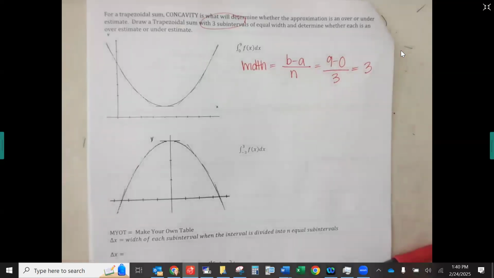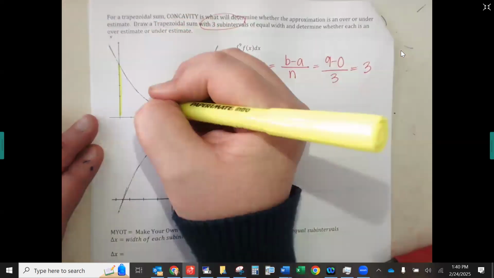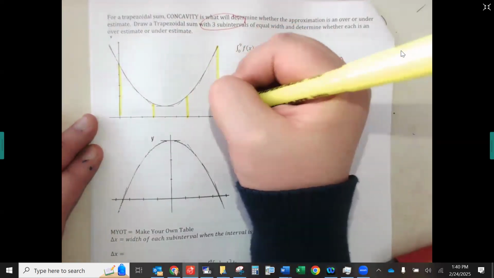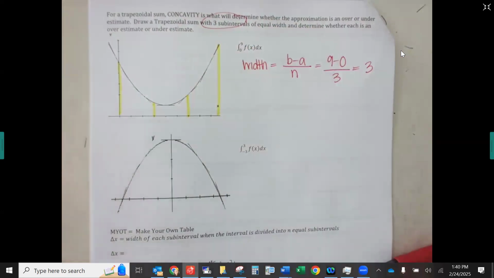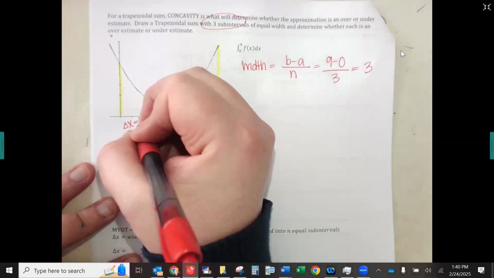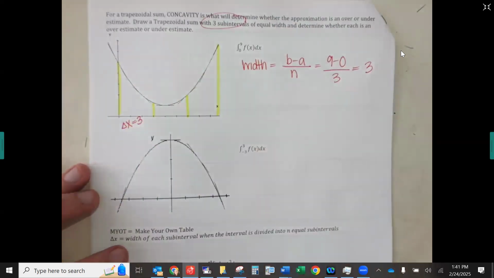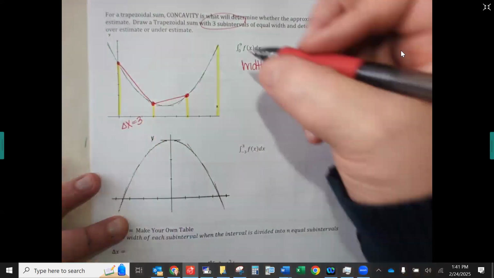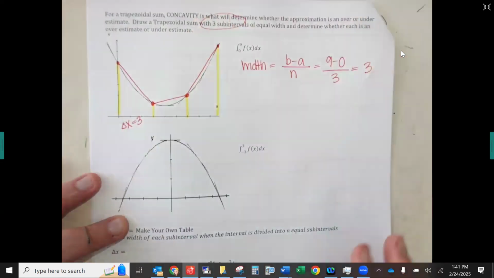3. So go into your graph, and I want you to cut it into 3 equal pieces. So we'll go 0 to 3 to 6 to 9. Okay, it doesn't have to look perfect, just do your best. So we're cutting it into 3 equal pieces with a delta x of 3 each time. And then I want you to draw in your trapezoids. So I would connect here to here, here to here for trapezoid number 2, and then here to here for trapezoid number 3.